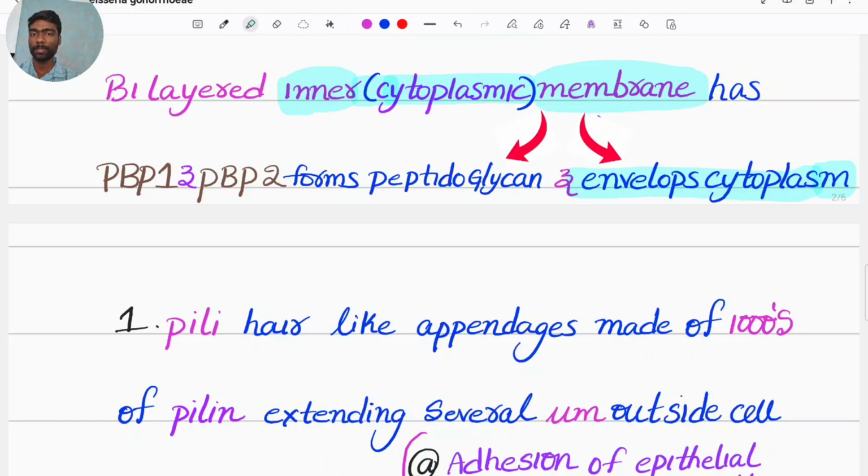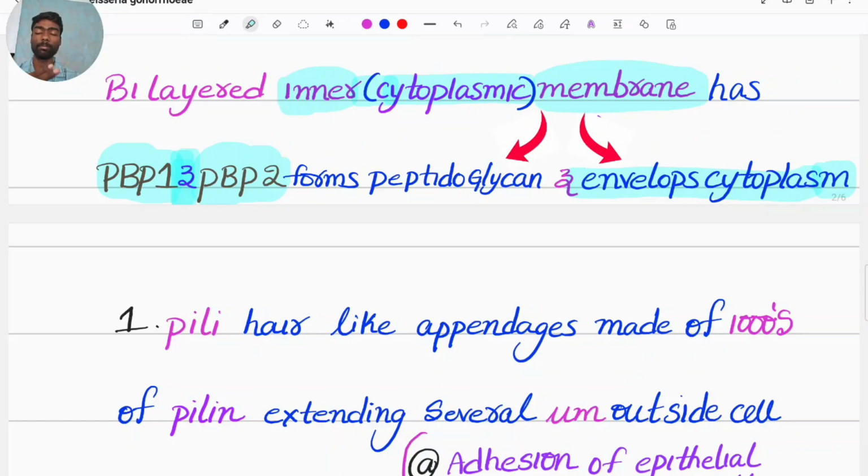What does the bilayered membrane contain? Penicillin binding protein 1, penicillin binding protein 2. In the name itself it's there. If we give penicillin, it will bind to this. What is the function of these two proteins? Its function is to produce the layer above it. What is the layer present above it? Peptidoglycan layer. What does it contain? N-acetyl glucosamine, N-acetyl muramic acid connected by peptide bond. So it produces and maintains the peptidoglycan layer.